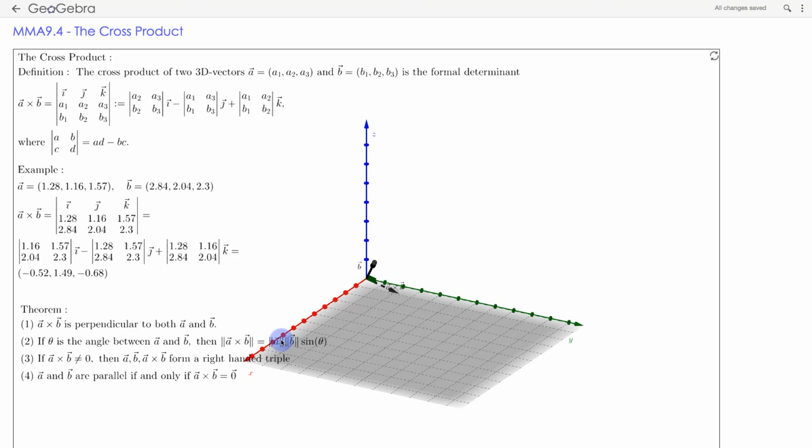And again, you should remember that the 0 vector is by definition parallel to any other vector. This also makes this work in all cases.